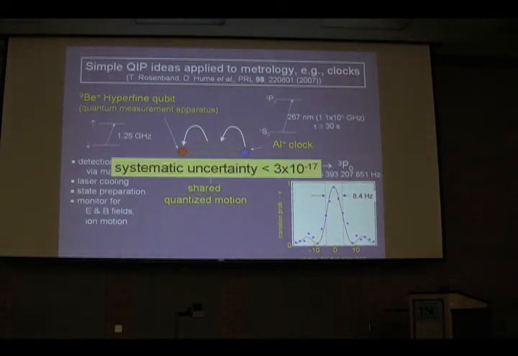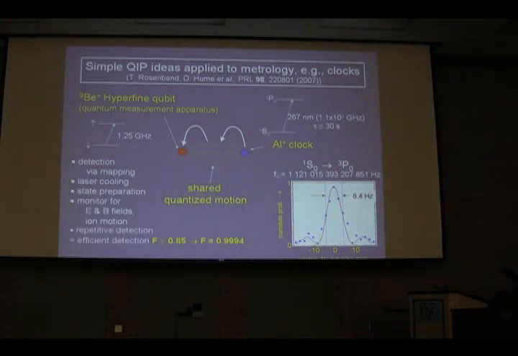One thing we're kind of proud of, and again, this is a little off the subject here, is that with this clock and also this mercury clock that I mentioned, we're now getting down to where the systematic uncertainties are at roughly this level, and that's an order of magnitude lower than the best any other clocks that exist at this point.